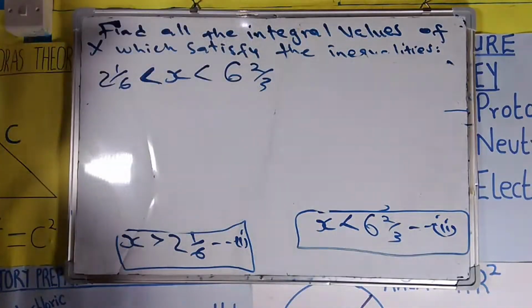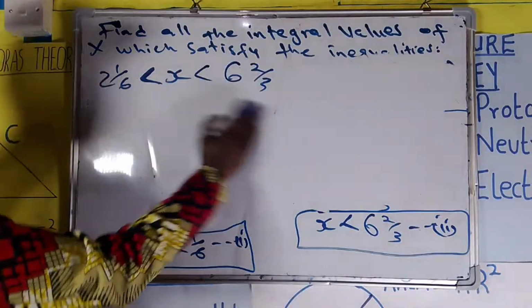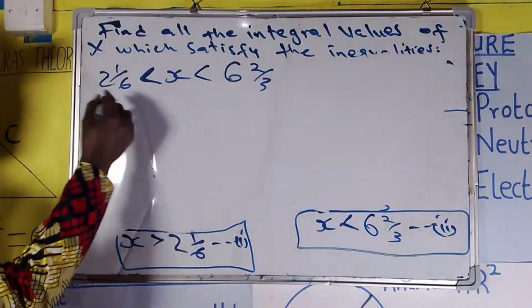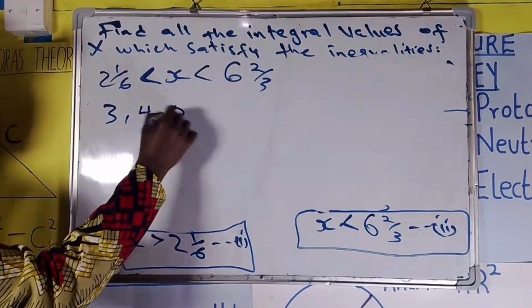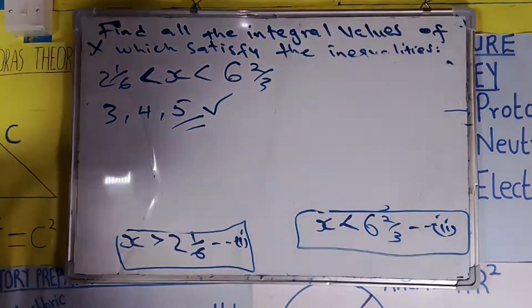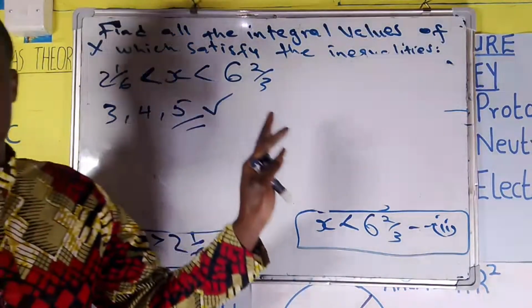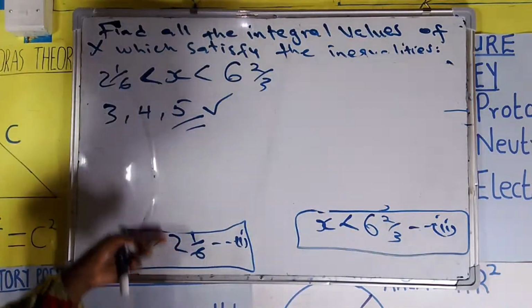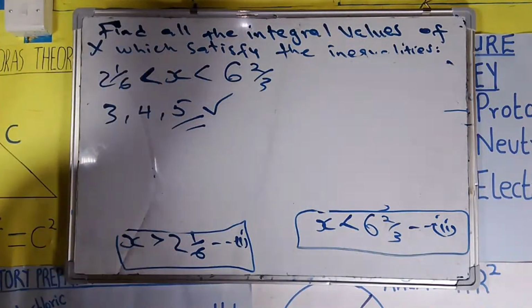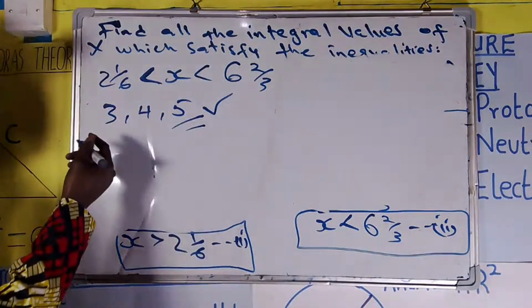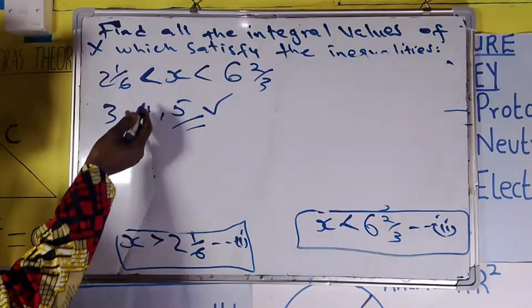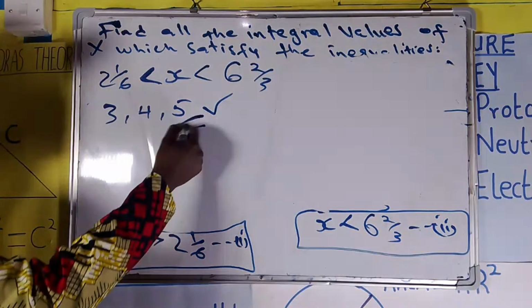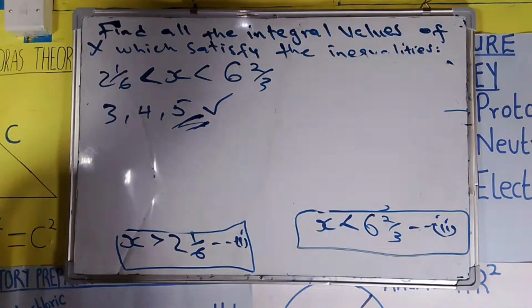Ukiambiwa find all the integral values, you are supposed to list all the numbers in between. Najua hapa ni less than na hapa ni less than. We can write maybe the integral values are 3, 4 and 5. Hata tuachie hapo. Hizo zimetosha. Usishinde ukibreak into compartments ati una deal na third and two thirds. No. 3, 4, 5 is just enough. So when you are told to write the integral values, you can start all the way from 2.5, 3.5. But hata hizo ziko sawa.